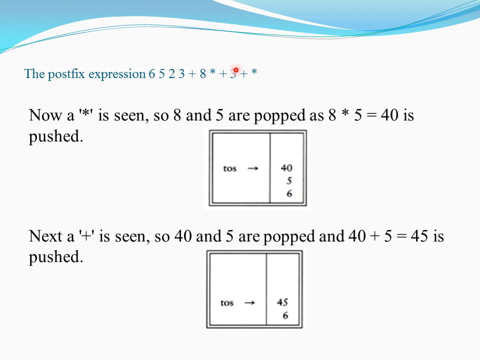Next read is plus. So we have to pop two values, 40 and 5. Apply this operator. 40 plus 5 equals 45. 45 is pushed into the stack.